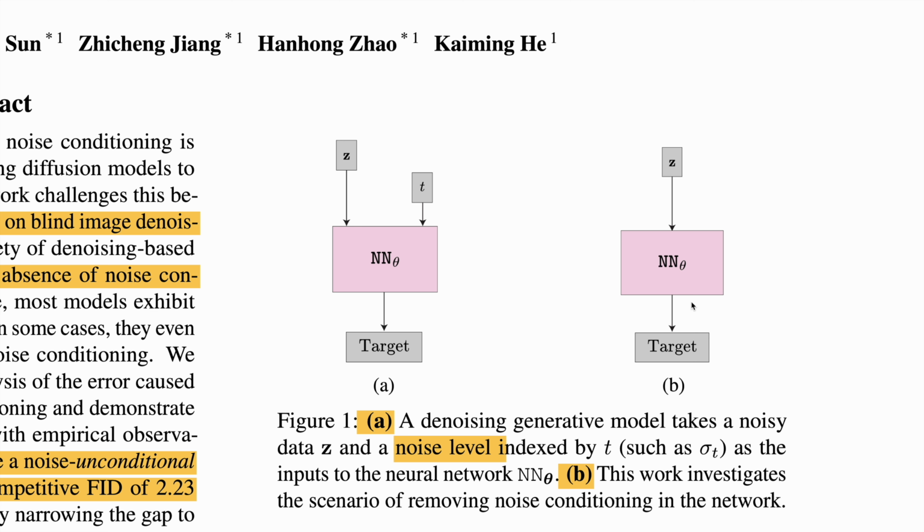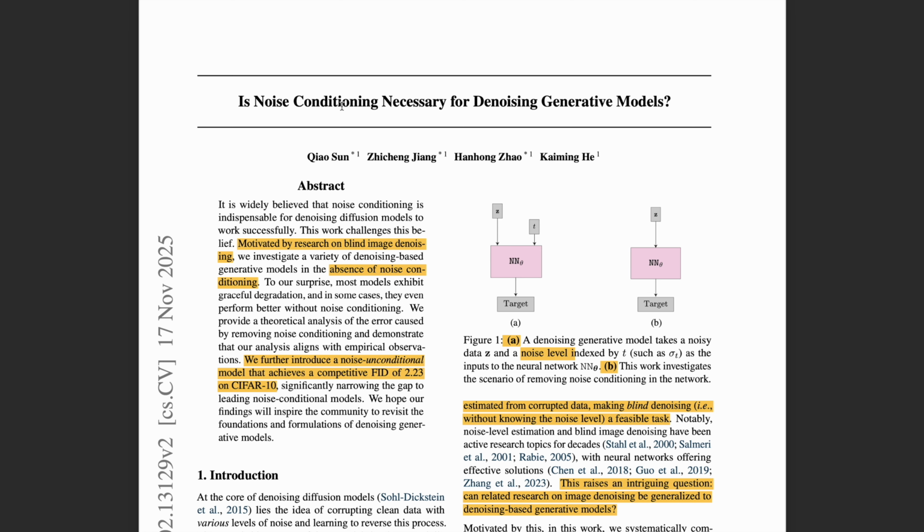They do not feed the neural network any hints on the noise level. So basically that's what they mean by noise conditioning. It's just giving t as input to the neural network.